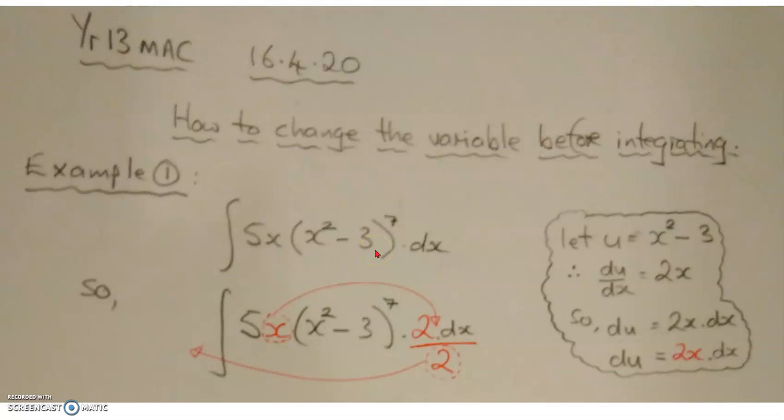All right, so this is how you do it. Normally, you make what's inside these brackets, you say let that equal u. And that's exactly our starting point. So we let u equal x squared minus 3, and we differentiate this with respect to x, and we get 2x. Cross multiply the dx over here, and we get that du is 2x dx.